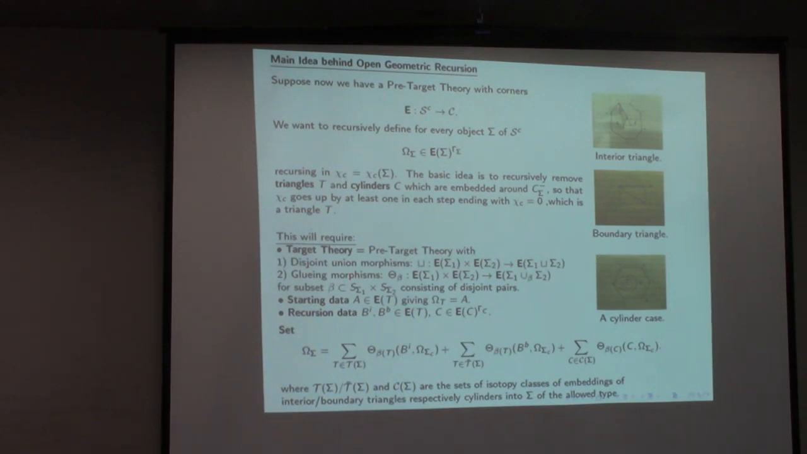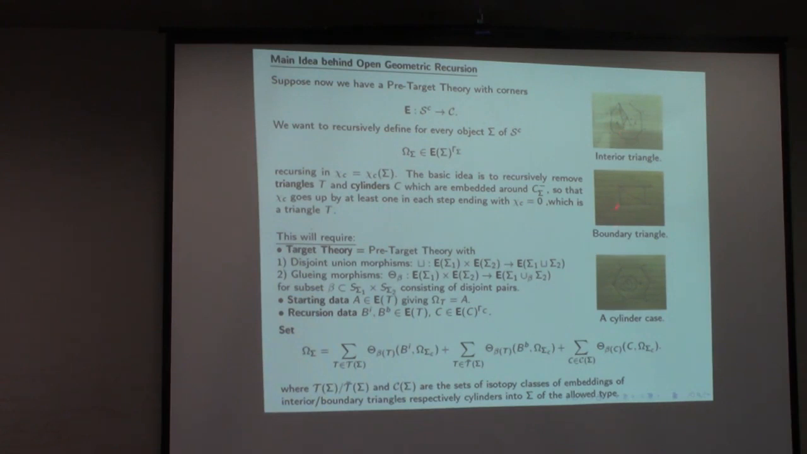Okay, so I do exactly the same as before. A target theory is something that also has disjoint unions and has the ability to glue. And then the starting data, what is that now? Well, of course I have to have something for a triangle because everything stops with a triangle. I have starting data, which is A for the triangle. And then you see I have recursion data. And recursion data is this type here, where I call this an interior triangle.